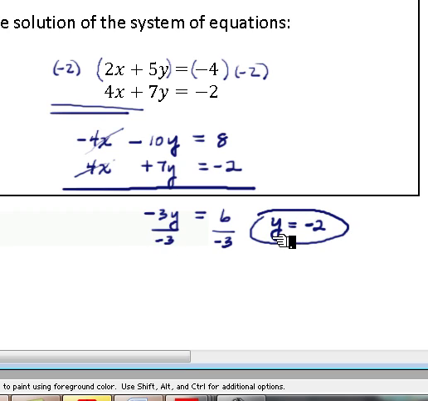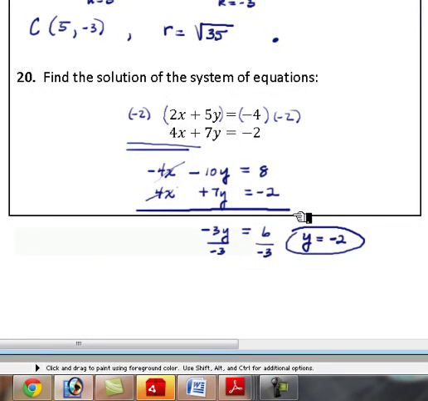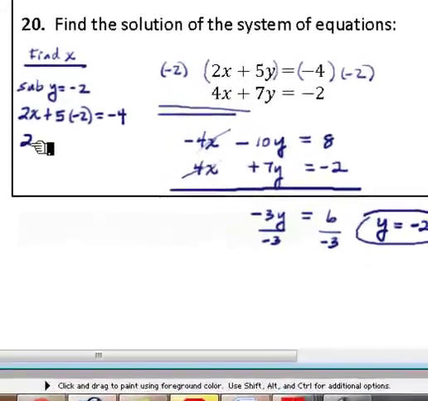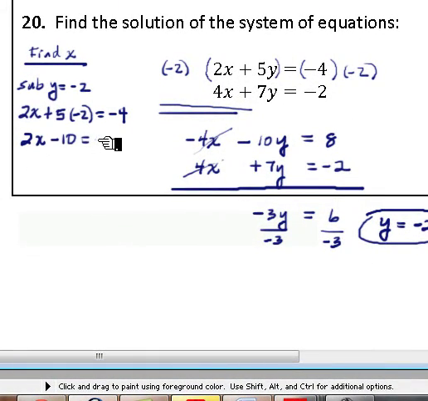All right, so that's the y-coordinate. To get the x-coordinate, we can take either equation. Let's say we take the first equation, substitute in y equal -2, and then we'll get x. So to find x, we're going to sub what we just found, the y equal -2, and we'll do the first equation, although you'll get the same thing if you substitute into the second equation. All right, so we have 2x plus 5 times -2 is equal to -4. That's 2x minus 10 is equal to -4.